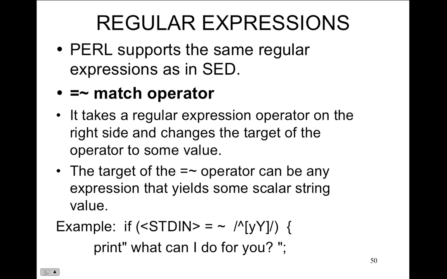So if you remember, or you go back and look at the videos for that. We have the equal squiggly line, the match operator. It takes a regular expression operator on the right-hand side and changes the target of the operator to some value. And the target of the operator can be any expression that yields some scalar string value in the end.